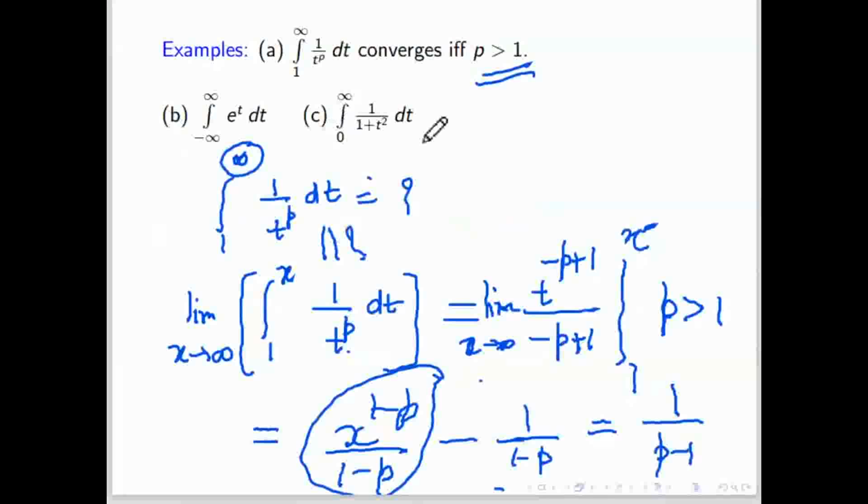Now what about part C? Do it yourself and tell me what will be the answer for C. Is it convergent or not? Convergent. So what will be the value of the integration? Tan inverse t. If you apply infinity, it will come pi by 2. So it is convergent.